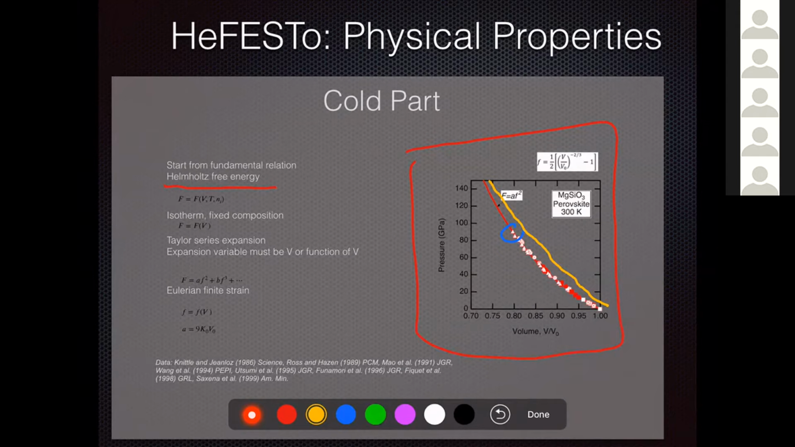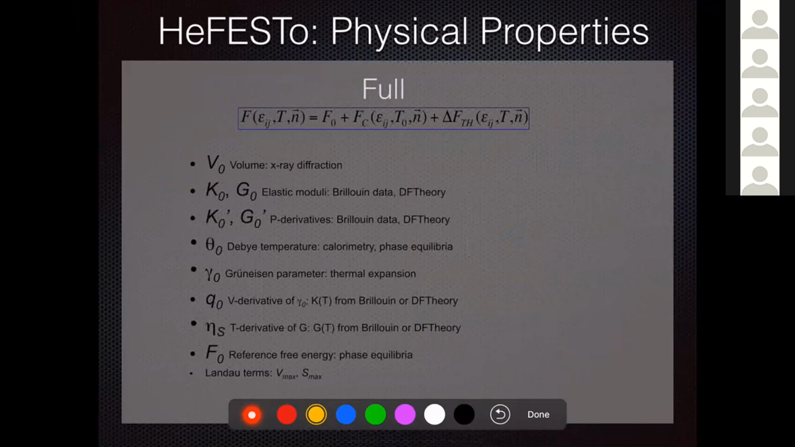Now, you will see here that I've called this the cold part, because in this particular case it is along an isotherm. But that's not enough. We want the entire mantle, so we have to have also a thermal side to this. The full expression for the Helmholtz free energy has F0, the reference free energy, which you get from the phase equilibria and can get from data. And this is the cold part, which I just showed you. There it is, the anisotropic generalization right there. It's also a function of the temperature, the temperature at ambient, and the vector of species that you have.